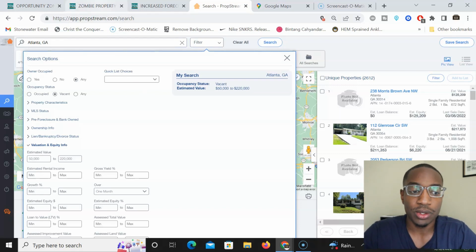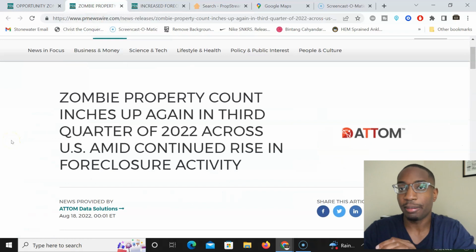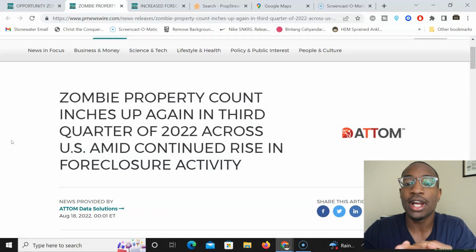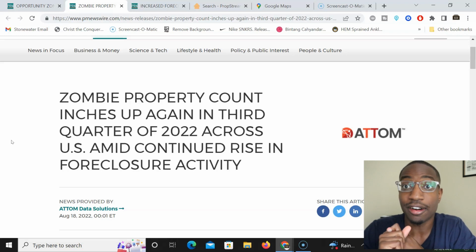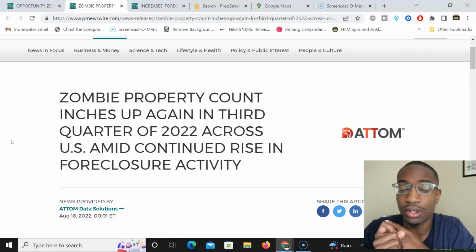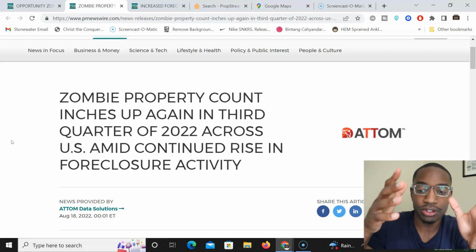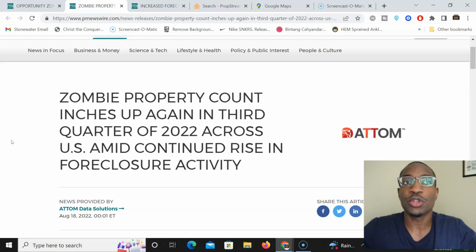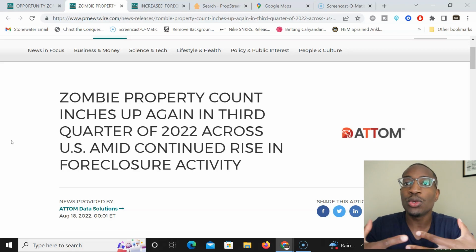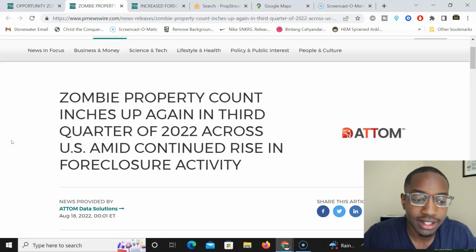So the second list I'm going to target are called zombie properties. Zombie properties fit two criteria. Number one, they are properties that are vacant, and number two, they are properties that are in some sort of foreclosure, right? So they're in pre-foreclosure and they sit vacant. And so you have two motivating factors in this one criteria.